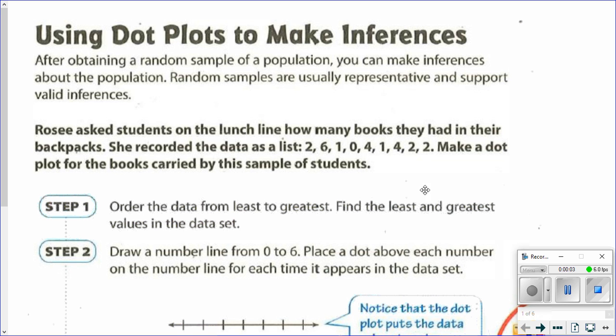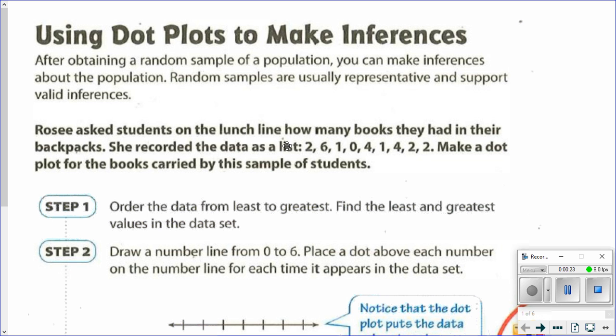So this lesson is about making inferences from random samples of data. So we're going to look at making inferences from a dot plot, making inferences from a box plot, and then we're going to look at making inferences just from a sample using proportions. So first, a dot plot.